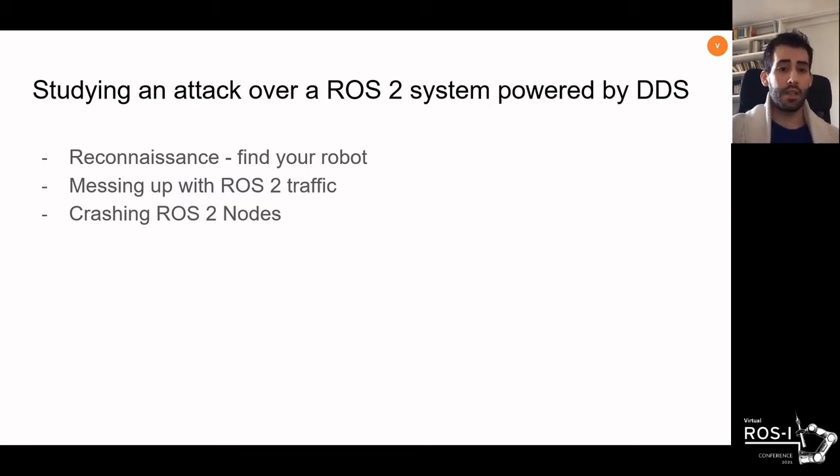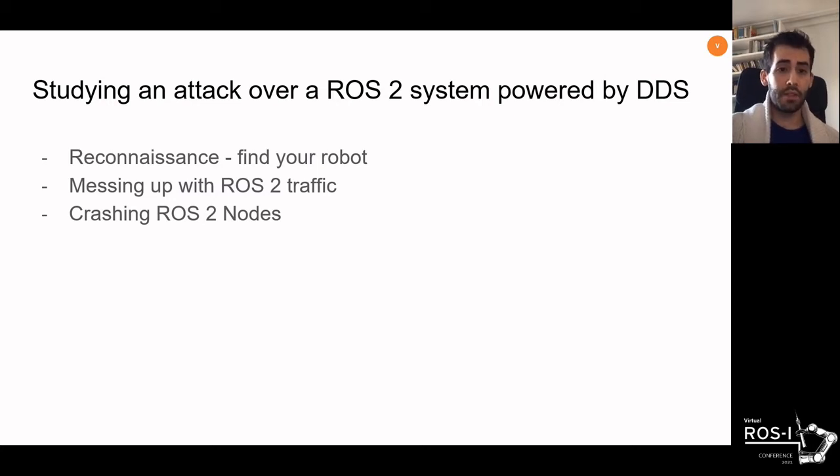The second one essentially is, once the robot is found, we can start triggering certain flaws we may have identified in the corresponding communication middleware implementations, DDS in this case. We will present how we can mess up with ROS2 traffic remotely, and how this can lead to real-time indeterminism, compromising real-time in a way.